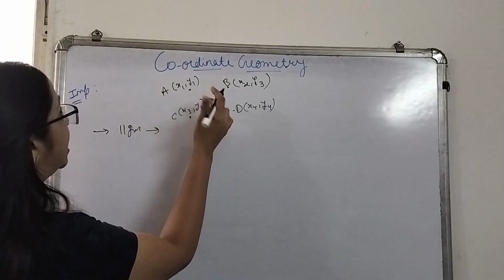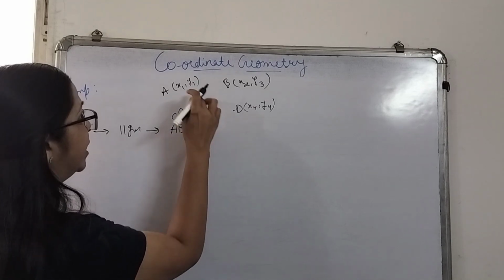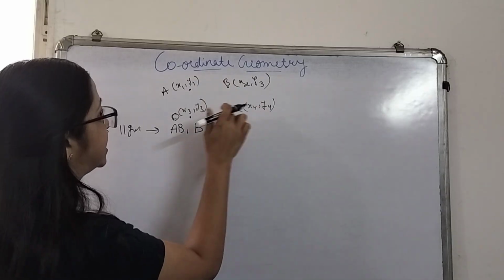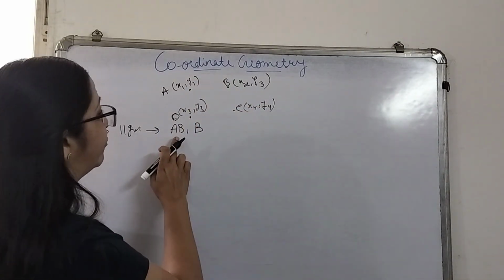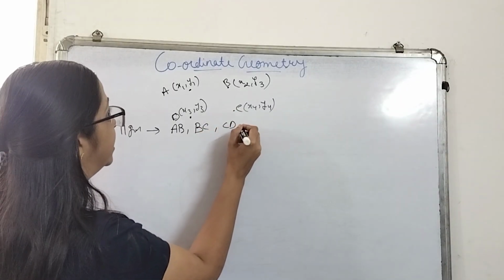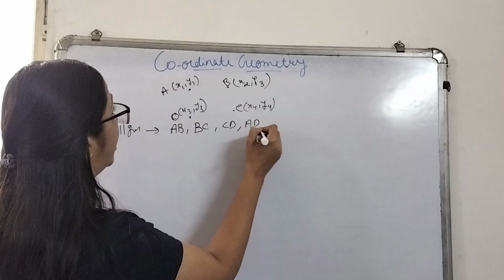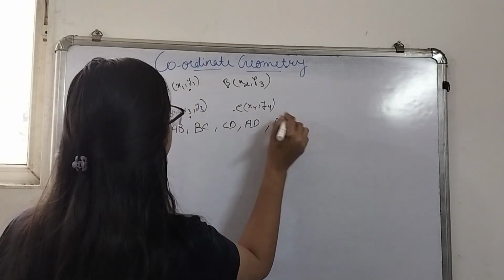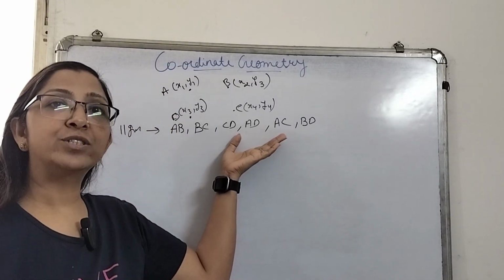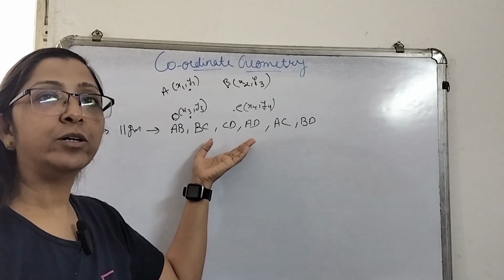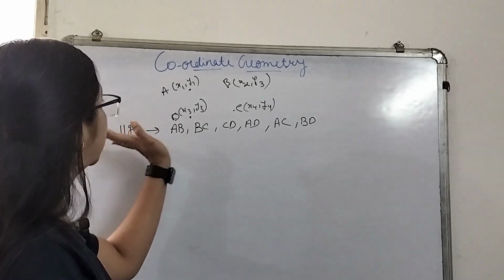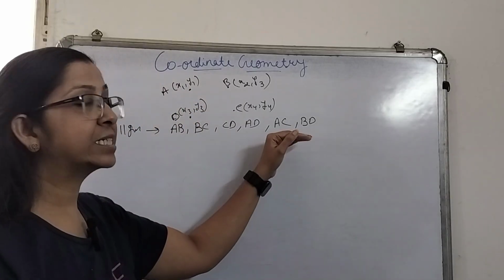That means we will be finding the length AB. Suppose this is your C and this is your D, A, B, C, D. So one of the sides we have to find is AB, another is BC, then we will be finding the length CD and the length AD. Along with that, we will be finding the lengths AC and BD. These 6 lengths we will be finding using the distance formula, that is the square root of (x2 minus x1) square plus (y2 minus y1) square. So using this formula, we will be finding these 6 lengths.